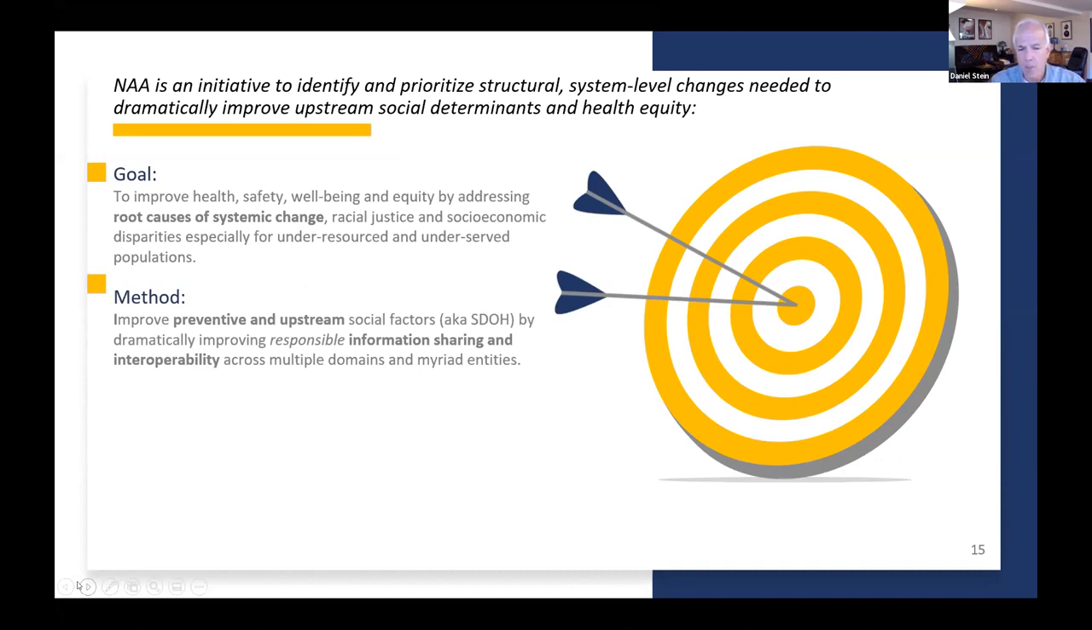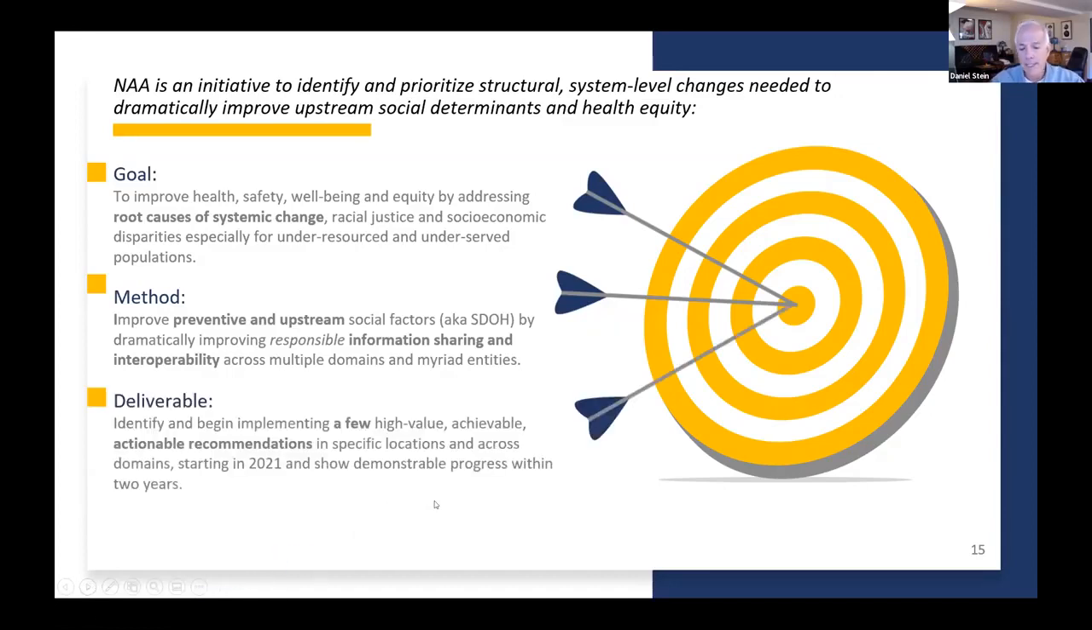and upstream perspective. How do we dramatically improve responsible information sharing and interoperability? Fundamentally, this comes down to sharing of information, the right information to the right people at the right time with the right protections and the right access. That will bring the concepts down to implementation and will also point to those structural changes that need to be made.